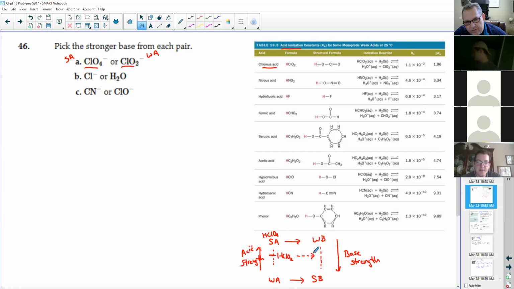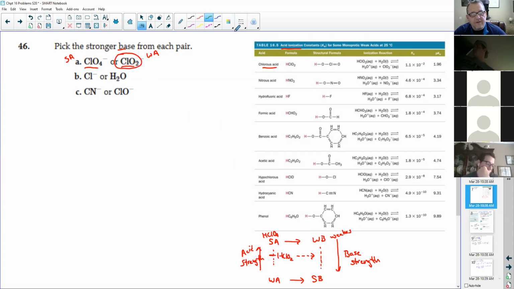So that means when I go to the base side, which is what we have on these, pick the stronger base, this is going to be the weakest base over here. And as we go down the table, we get stronger. So that would make this one stronger in the pair.